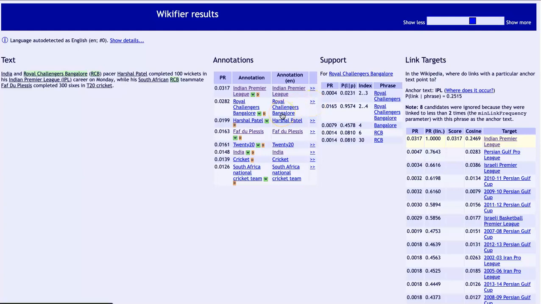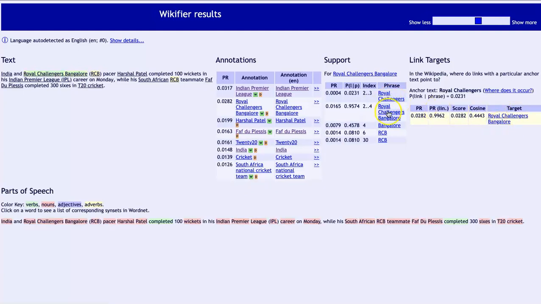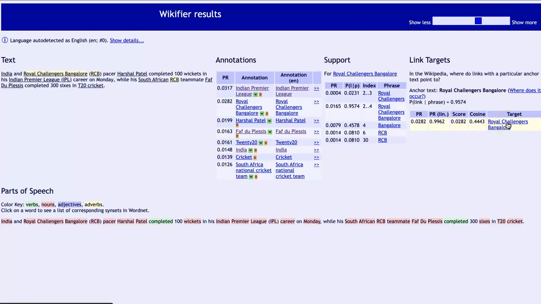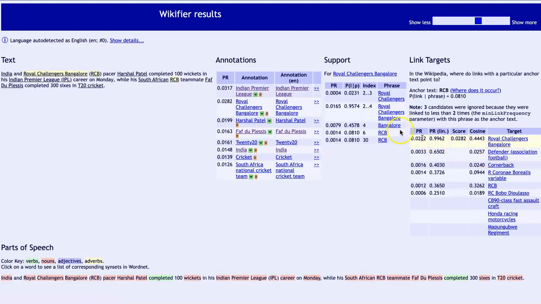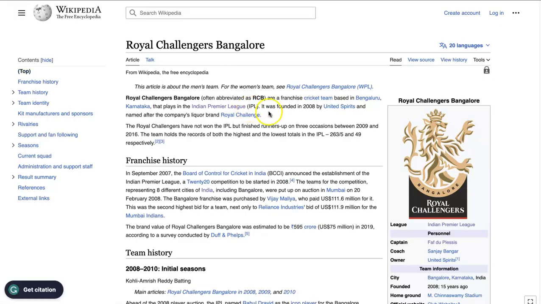Basically, you can play with all these things. For Royal Challengers Bangalore, they have searched for different individual Wikipedia pages. There is Royal Challengers Bangalore, maybe another page, and there is RCB, for which there are other different pages. Among all these suggestions, they have chosen the best one.